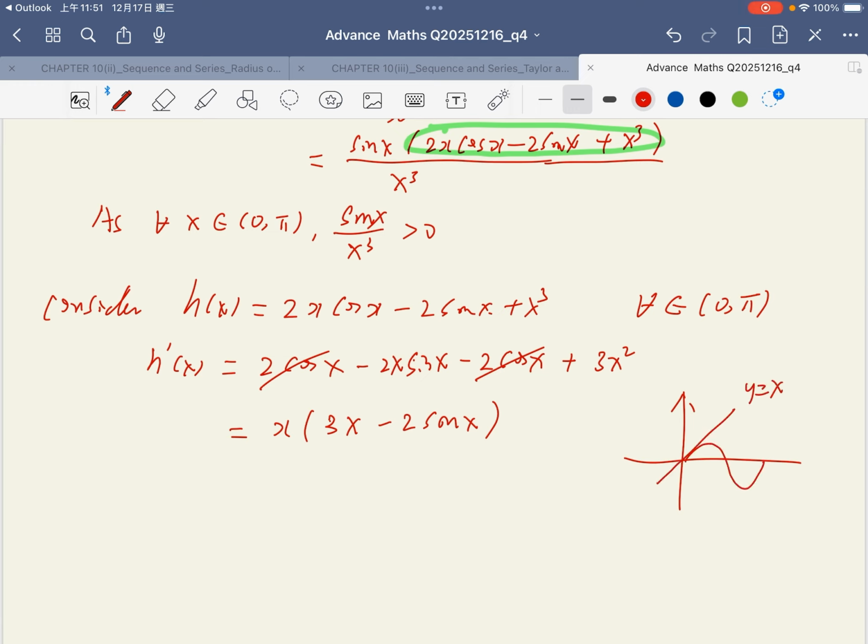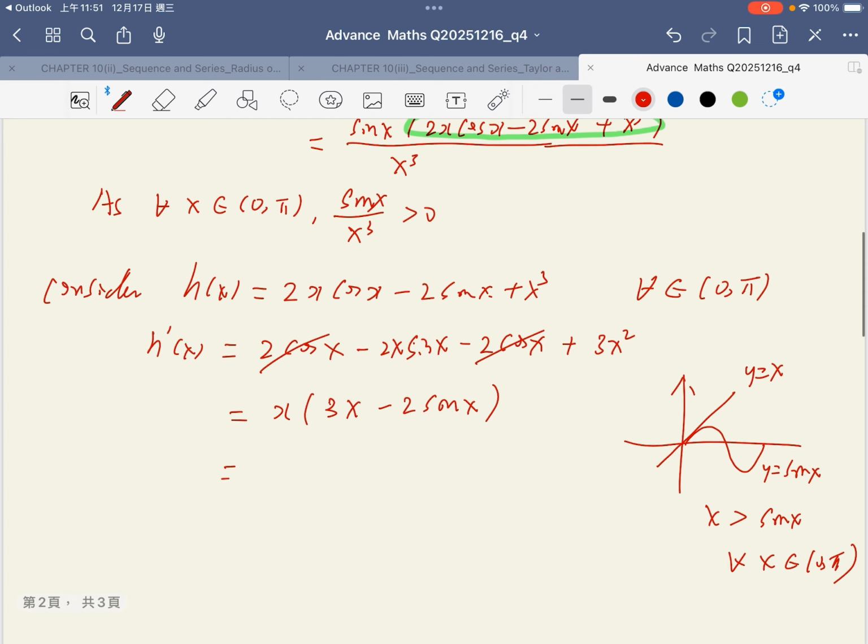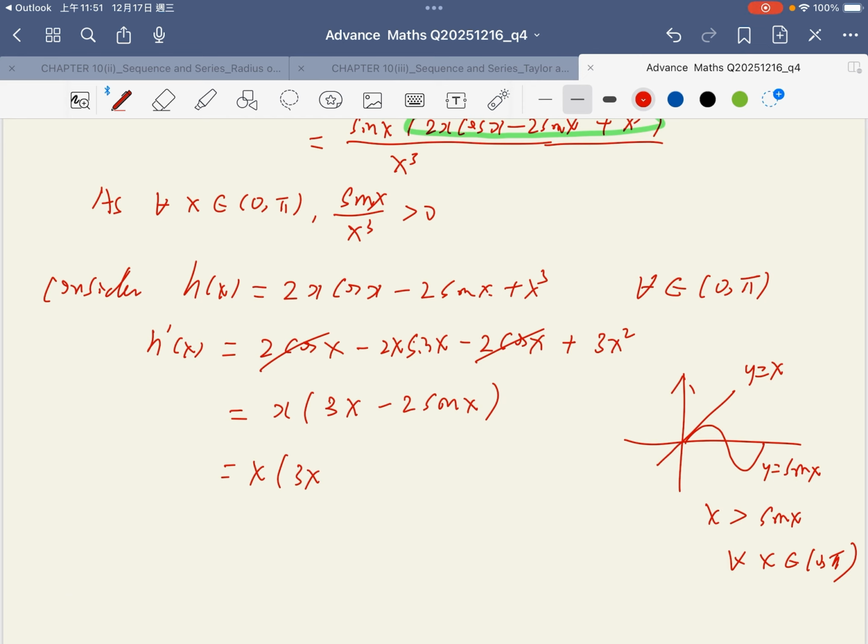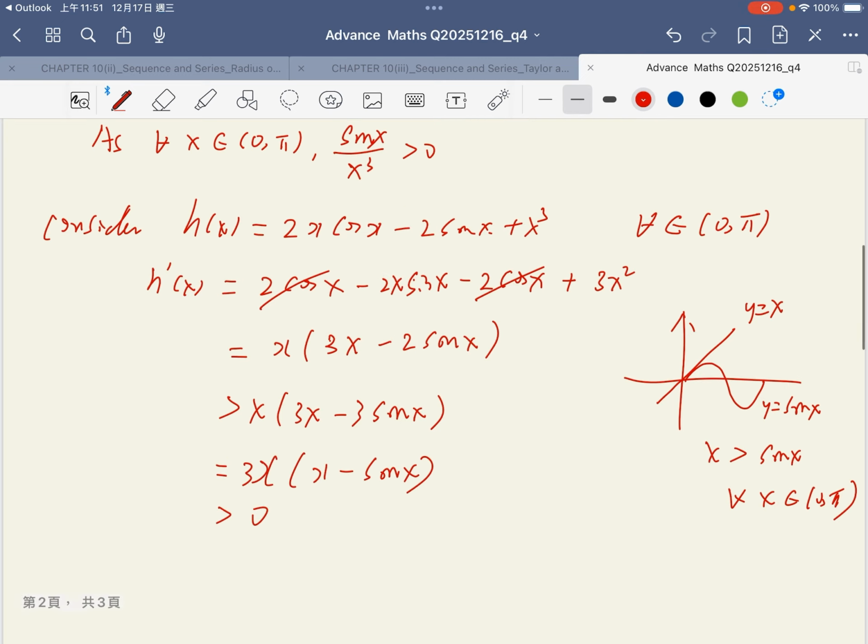And I think here I used a fact, and that is y equal to x, and that is sine x. x is greater than sine x for all x belongs to (0, pi). And here I only change to something, 3x is greater than 3 times sine x, and factorize the 3 outside, x minus sine x, that is greater than 0. Therefore, h prime x is greater than 0 for all x belongs to (0, pi).